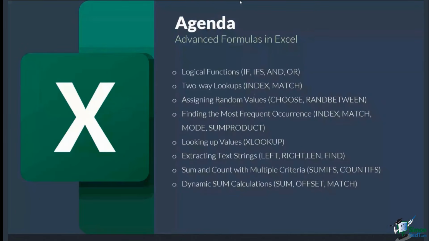We're going to have a quick look at extracting text strings, so how you can extract text from a string using the LEFT, RIGHT, LEN, and FIND commands. We're going to do a little bit of sum and count with multiple criteria, so that is using SUMIFS and COUNTIFS. And then finally, if we make it all the way through to here, we're going to do some dynamic sum calculations using SUM, OFFSET, and MATCH. I'm quite exhausted just reading that list. So without further ado, let's dive straight in.